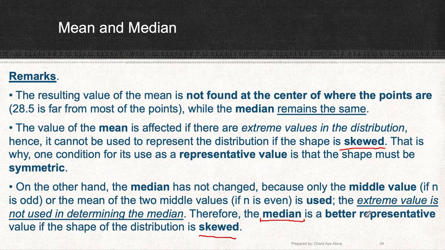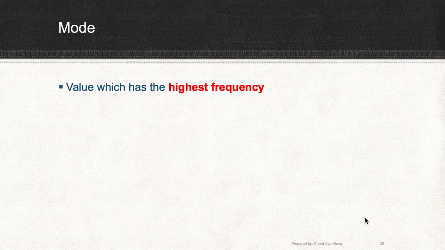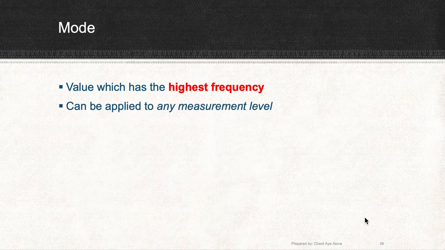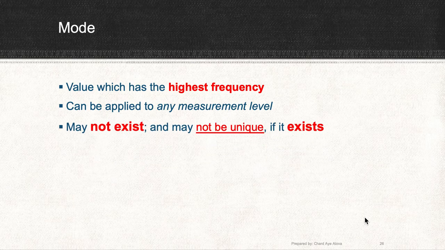Now with that, let's go on to the mode. The mode is the last one. For me, the mode is the most popular measure of central tendency. It gives us the highest frequency. The one with the highest frequency, you just need to count it using the naked eye. It can be applied in any measurement level, and it may also not exist. And if ever it exists, it may not be unique, meaning there's only one.